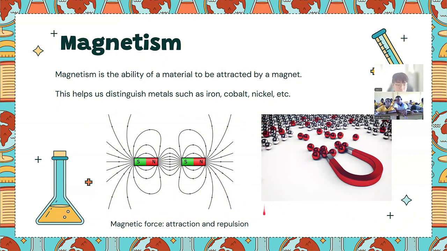And on the left, this is the magnetic force that it exerts when we put two magnets together, the N meaning the north side and S meaning the south side. They attract each other, you can see, and the other ends repel each other. So the magnetic force is the attraction and repulsion. And on the right, you can see that the magnet is only pulling the red spheres. And you can see that those are the magnetic ones and not the clear ones.